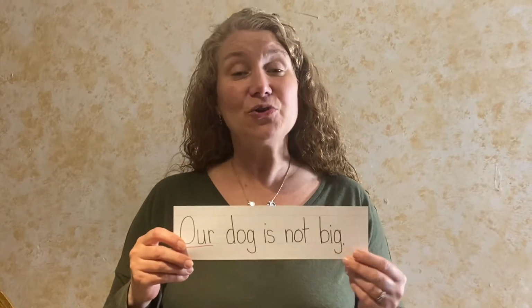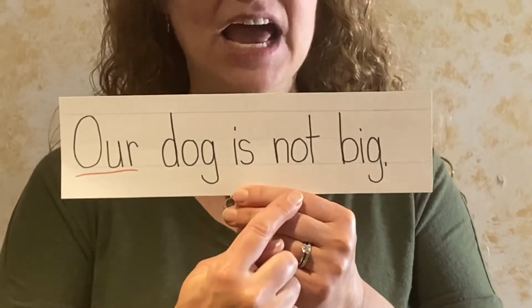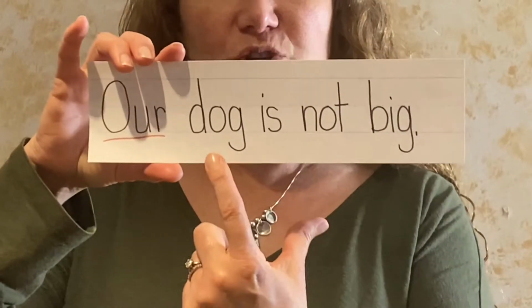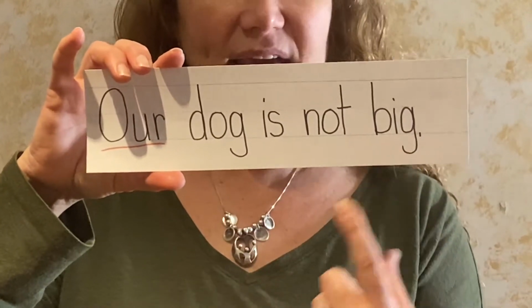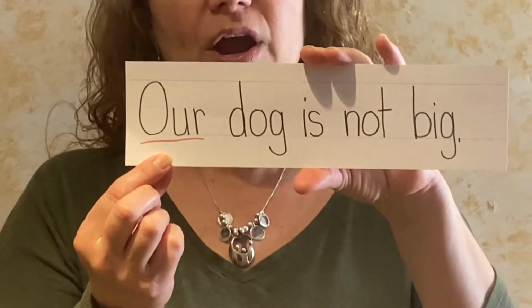Hi, kindergartners. Are you ready to learn the first red word of the week? Here we have the sentence, our dog is not big. Take a look again. Our dog is not big. The word underlined in red is our.